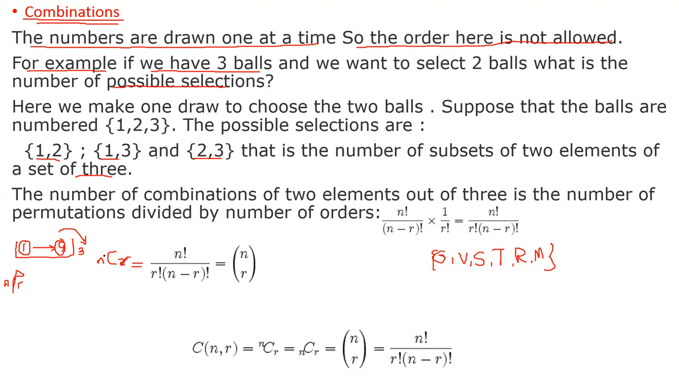N here is the number of possibilities. R is how many we choose at the same time. Here is N choose R. We'll find it on the calculator, not necessary to memorize it. The formula is nCr equals n factorial over r factorial times (n minus r) factorial. This one is used whenever the order is not important.